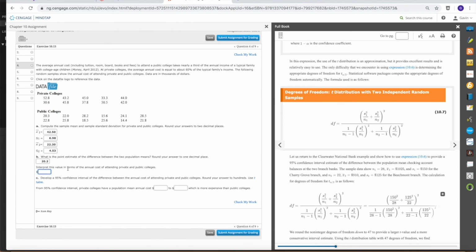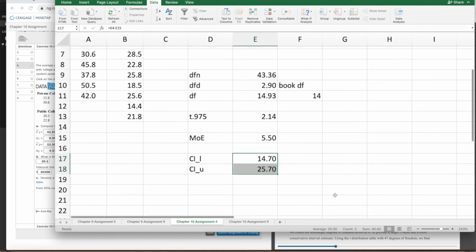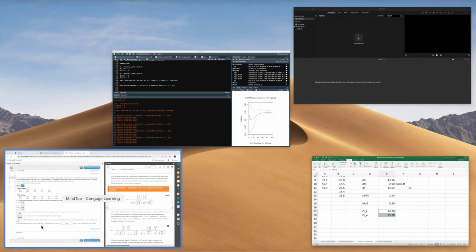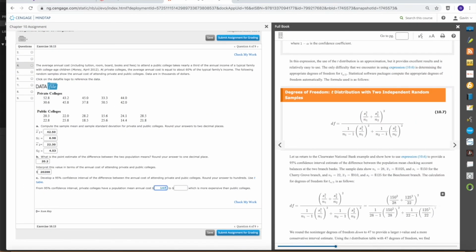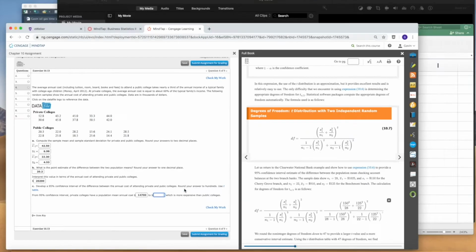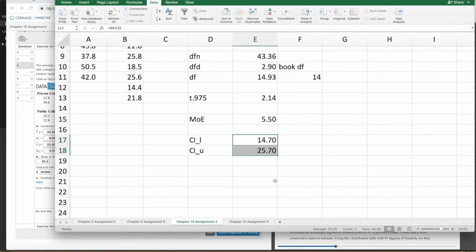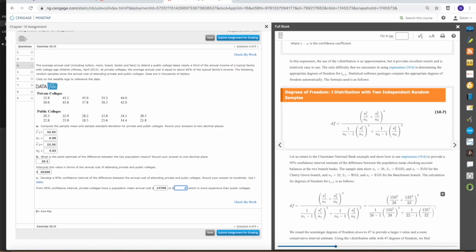Let's see. So now we want to interpret this in terms of the cost. So this is in thousands of dollars. In just dollars, that's 20,200. The 95% confidence interval, they want that in dollars too. So this is 14,700 and 25,700. So that is the 95% confidence interval for the difference in tuitions, right?